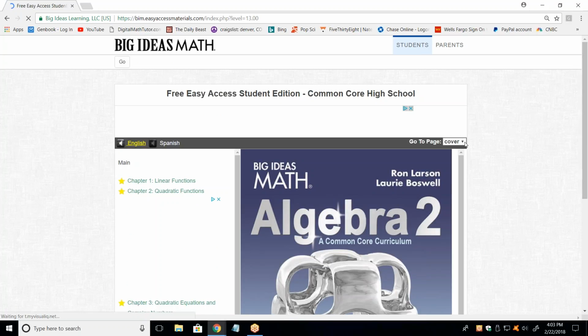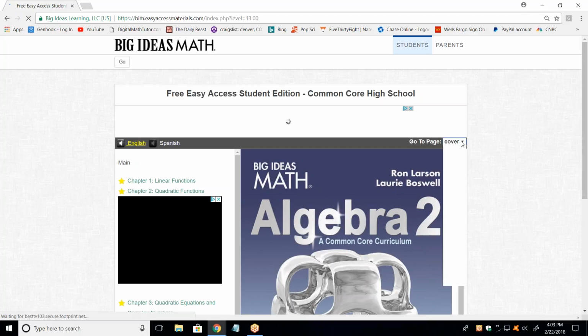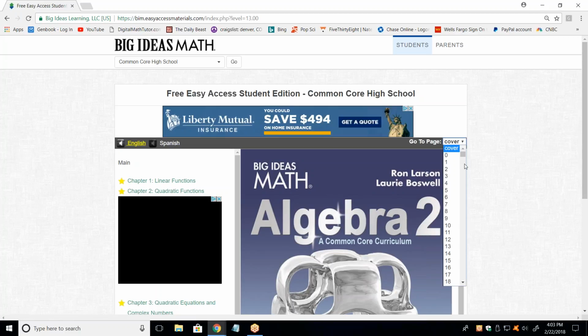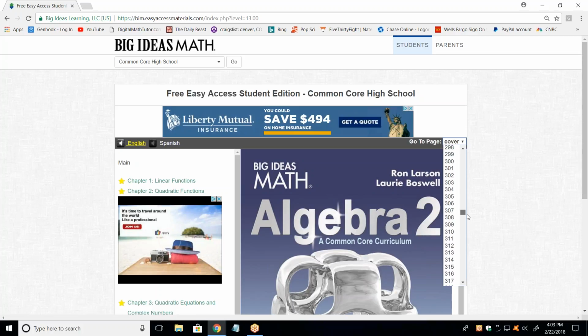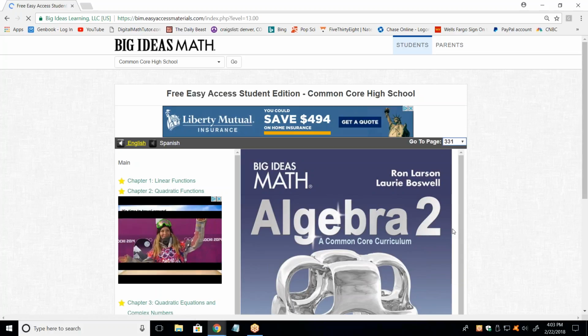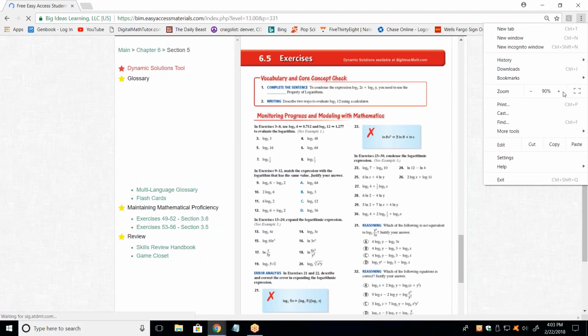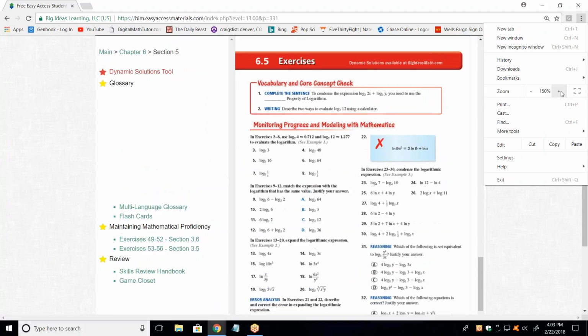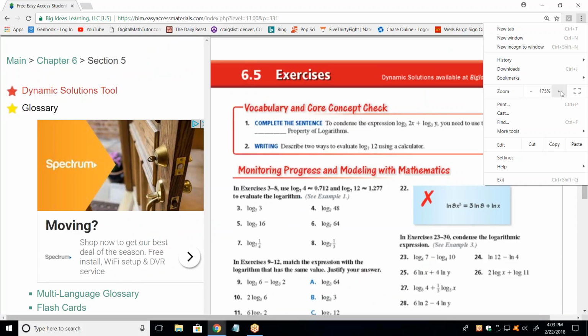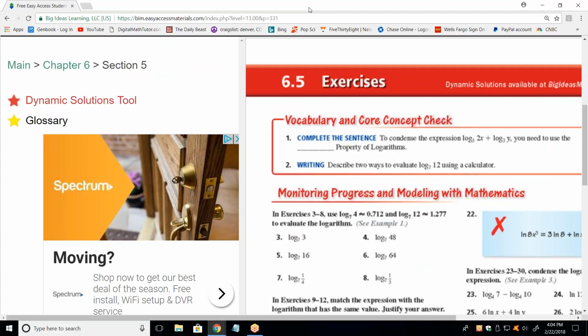Which page? 331. All right, logarithm. Have we done logs before? I think so, yeah.